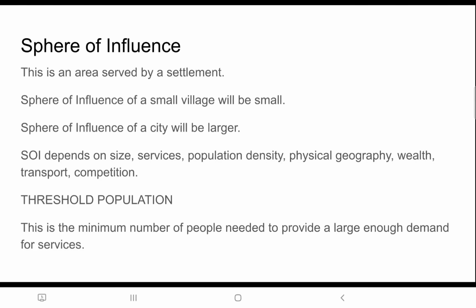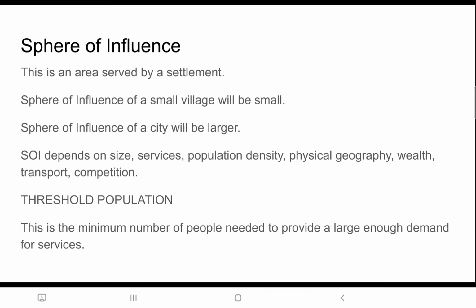We also have what is called a sphere of influence. So this is an area that is served by a settlement. So the sphere of influence of a small village will be very small, but the sphere of influence of a city might be very large, and the sphere of influence of a capital city would be the whole country, would be really, really large. So the sphere of influence, we have some factors.